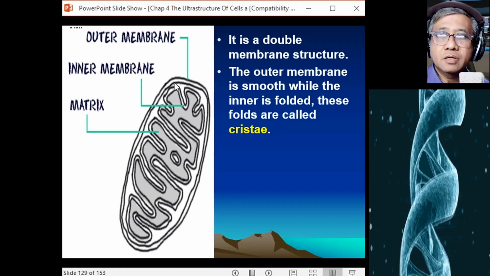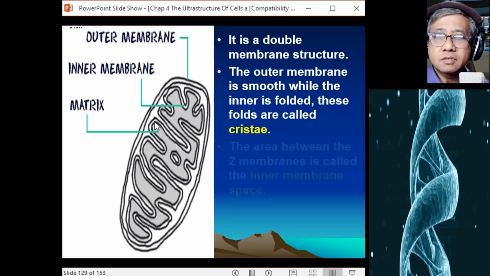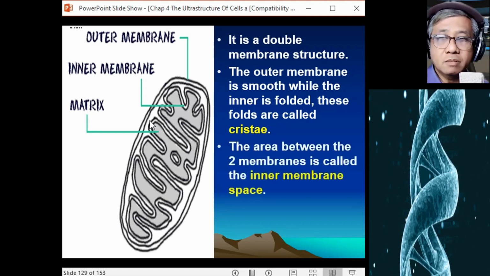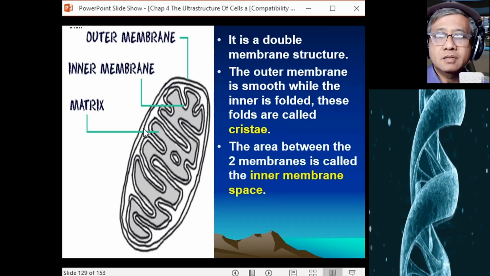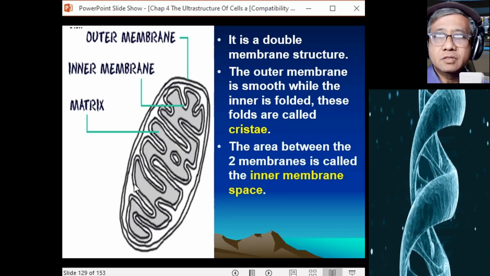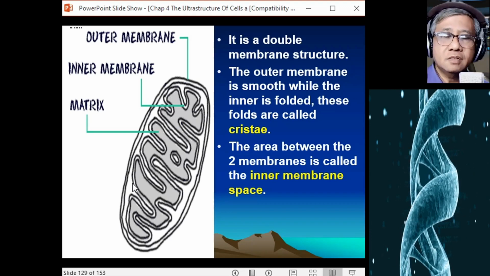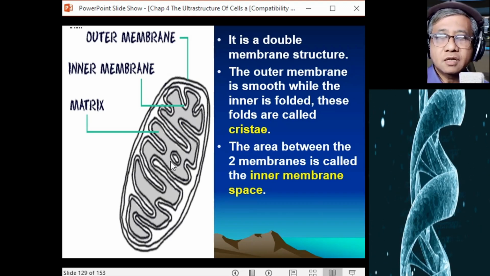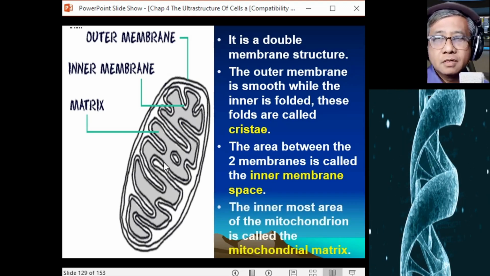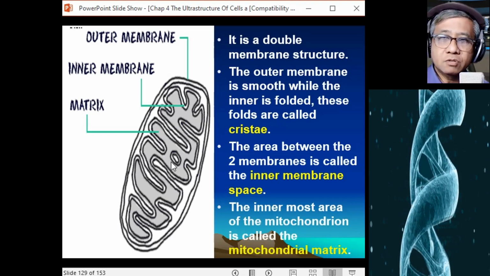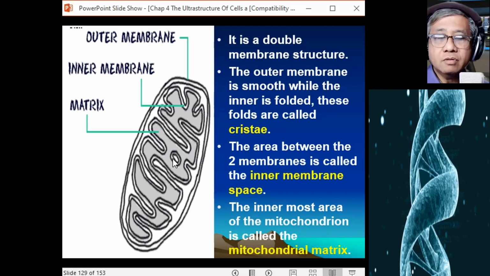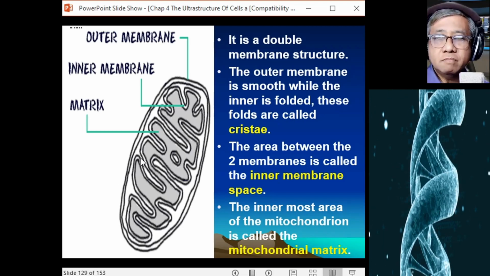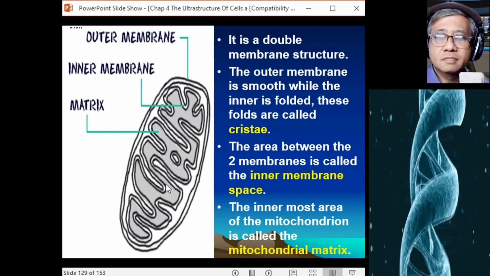Alright, between the outer and the inner membrane is a space known as the inner membrane space. Between the outer and the inner membrane, again, is the inner membrane space. And inside the mitochondrion is a fluid-filled space known as the mitochondrial matrix. The innermost area of the mitochondrion is the mitochondrial matrix.